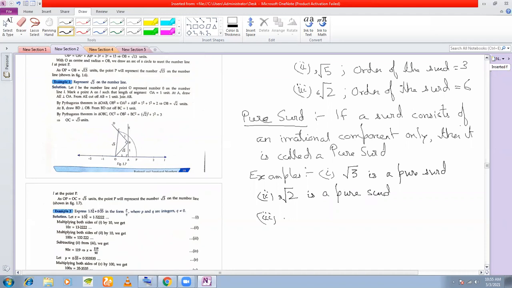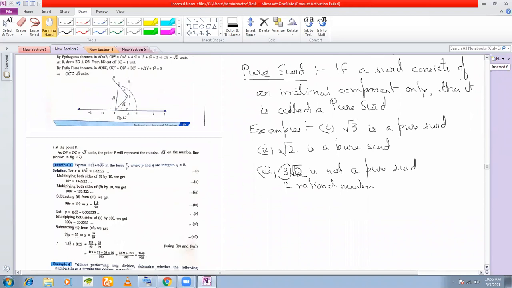Next, say 3 root 2 is not a pure surd. Why is it not a pure surd? Because see, 3 is attached to root 2. That is, a rational number is attached to this radical. Therefore, it is not a pure surd. Such surds are called mixed surds. We'll come to this a little later.